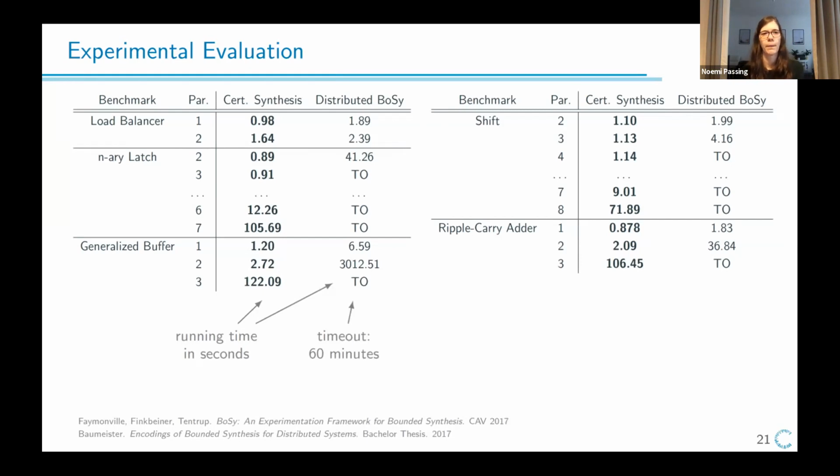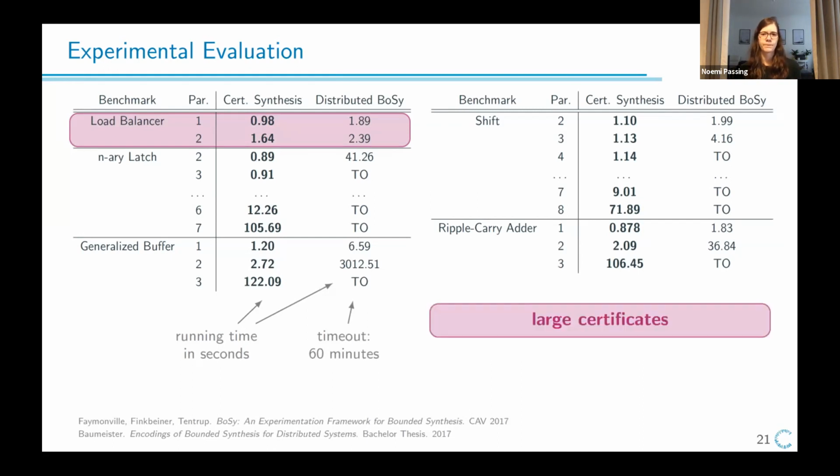But let's have a little bit closer look at this. So here, the load balancer. Here we see that certifying synthesis outperforms distributed BoSy, but the advantage in terms of running time is not that big. So it's less than a second. And if we have a closer look at the solutions that we synthesize there, we see that we get large certificates in the sense that our processes need to know the full behavior of the other processes in order to find a solution. So our guarantees are of the very same size as our strategies. And therefore, the advantage of certifying synthesis lies solely in the little bit of specification decomposition we do here, because we still kind of have dependencies between the strategies and the guarantees, but the guarantees are of the same size as the other strategies. But still, this suffices to outperform the classical algorithm.